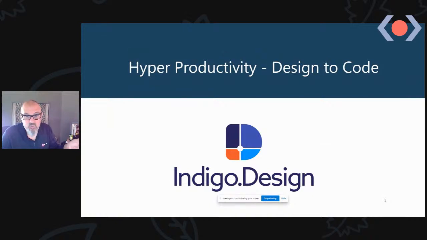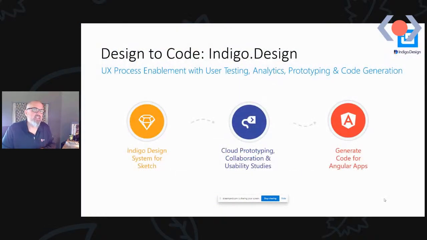So I'm going to talk about 2 products today, and you're going to see a demo of how they really help you build apps in minutes. First one's Indigo Design. Indigo Design is a tool that we put out to the market about 3 years ago. It's an evolution of a product called Indigo Studio, which we had in the market for about 10 years. And it's about UX process enablement.